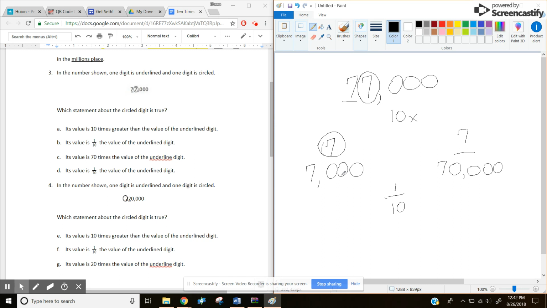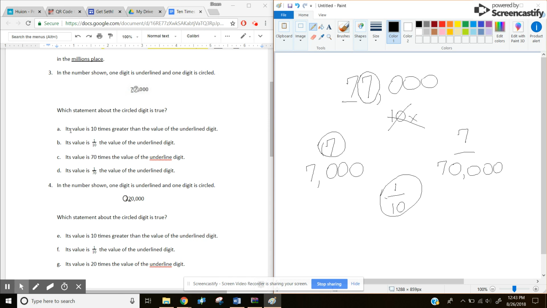And then we're going to ask ourselves, is 7,000 10 times greater than 70,000? So is 7,000 greater than 70,000? No, that is not correct. So we go back here again and ask ourselves, is 7,000 1/10 of 70,000? Which means is 7,000 less than 70,000? Yes, that is true. So let's look at our answer choices.